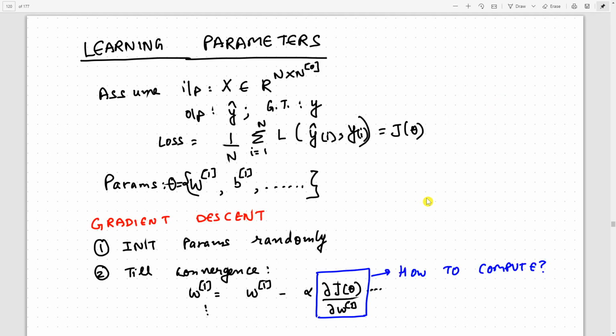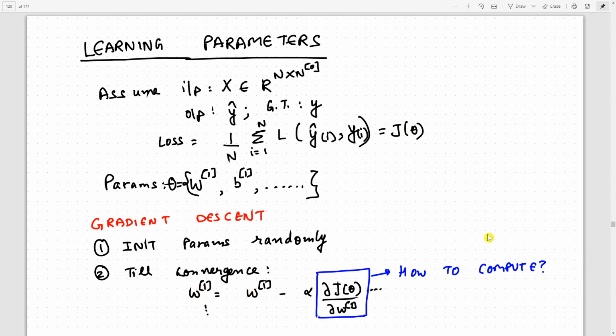The way in which we apply gradient descent is as before: we first initialize the parameters randomly, and then till convergence we apply the gradient update to each of the parameters. For example, I've shown the gradient update rule for W1. So we can write W1 as W1 minus alpha, where alpha is the learning rate or step size, times the gradient of the loss with respect to the parameter that we're concerned with. So the loss is J theta, which is computed over here, and we compute the gradient of that loss with respect to the variable of concern, which is W1.